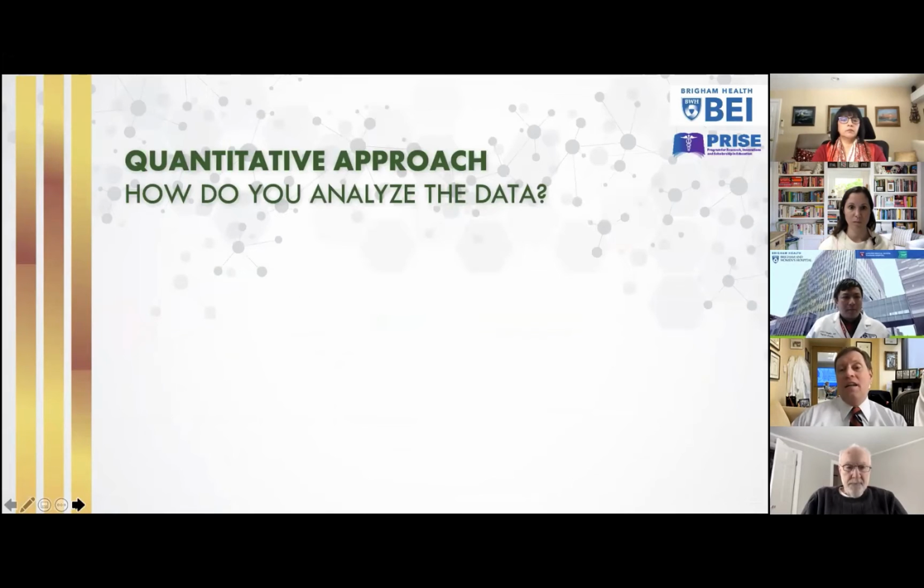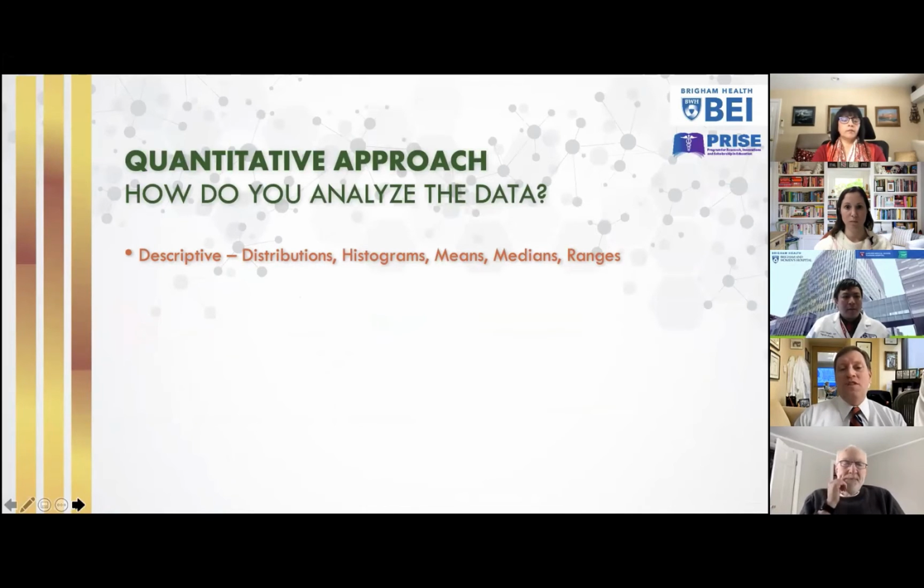Let's go to that second question. How do you analyze data from a quantitative approach? Well, you start by being descriptive. It will feel very logical to you. Show your distributions. Think about how you'd put together any so-called table 1 in a manuscript. How many people were in the study? Sometimes, what are their genders? What are their ages? What are their metrics? We use histograms. We use means and medians and ranges.